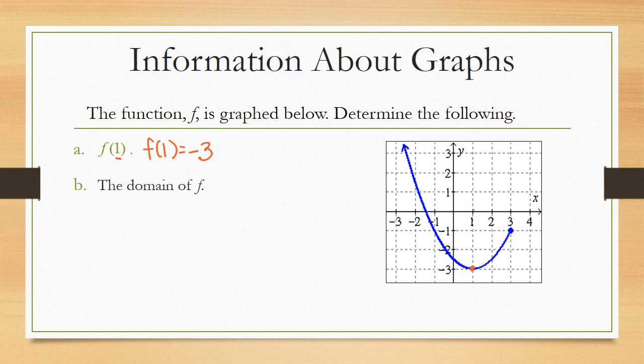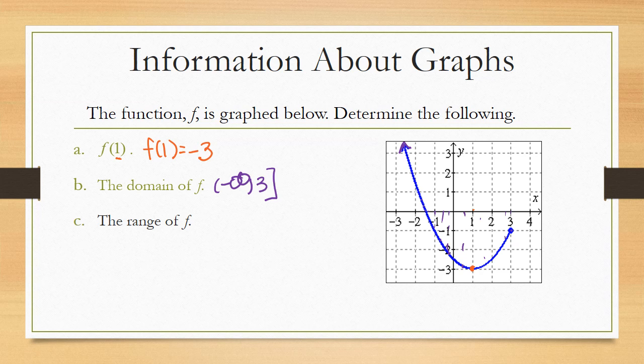Determine the domain of f. Okay, so the smallest x value that I have here, since this is going on forever, is going to be -infinity. And it looks like all of these x values have at least one y value they go to all the way up until 3. And I'm including 3 because of that solid circle.